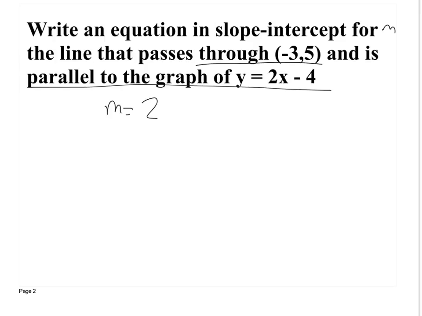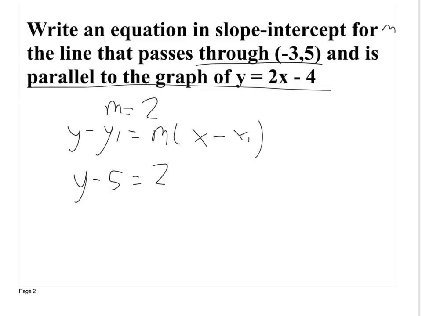Okay, now it's asking for slope-intercept form, but what I'm going to do is plug this into point-slope form, which is y minus y1 equal to m times x minus x1. And then I'm going to solve and make it slope-intercept form. So I plug in my numbers. What would be y1? 5. My m would be 2. What would be my x1? -3. Right? So minus -3 makes it positive 3.